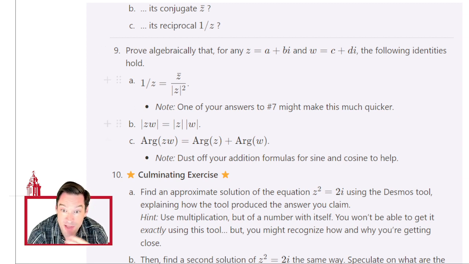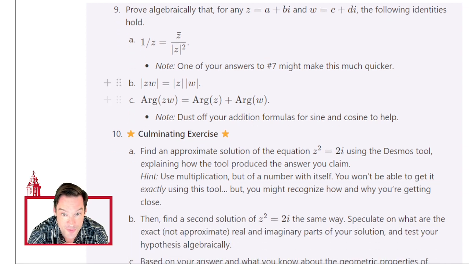So the first one is an algebraic ask for you to prove a couple of identities about multiplication of complex numbers. First, that the reciprocal of a complex number is the same thing as its complex conjugate divided by the square of its modulus. Also, that the modulus of a product of two complex numbers is the same as the product of the moduli. And that when I multiply complex numbers, arguments actually add instead of multiply. You're going to need a couple of trig identities probably to help you out with that one.